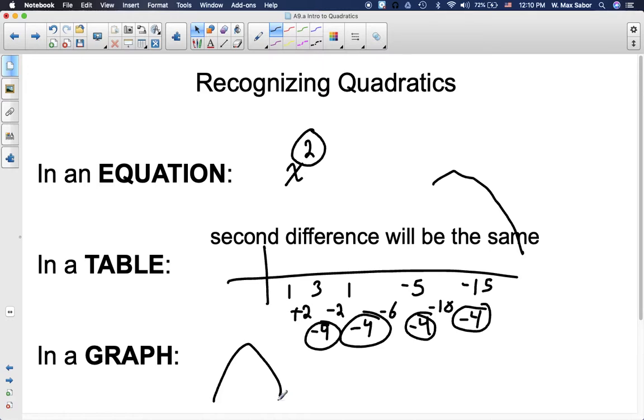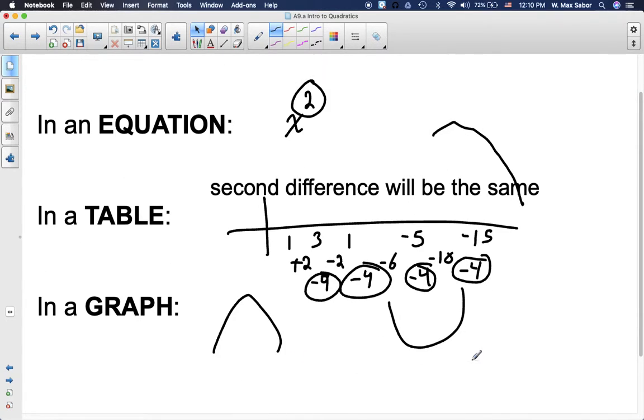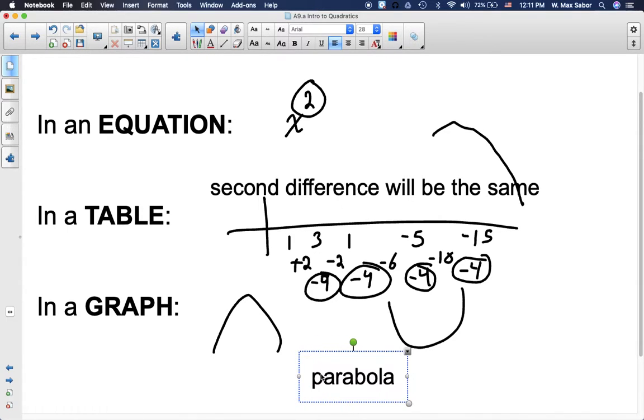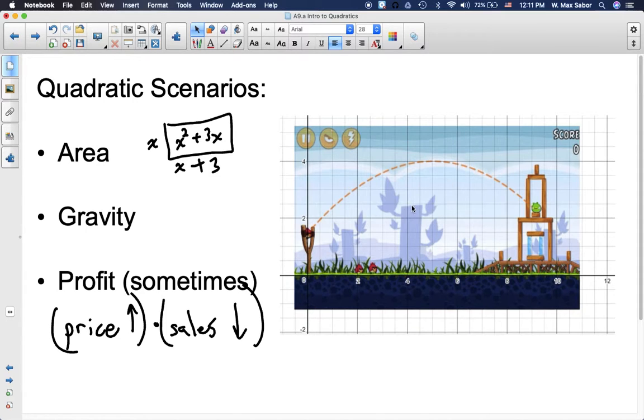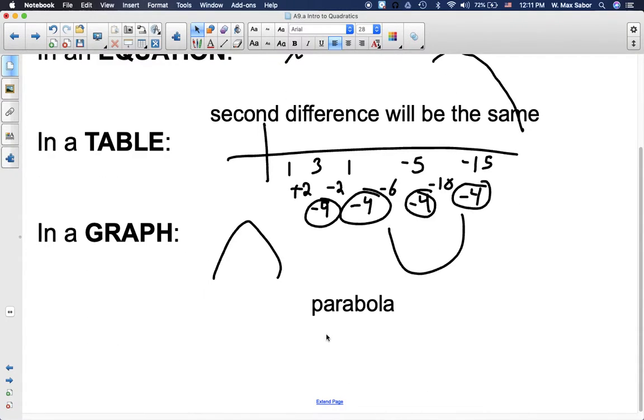And in a graph, you'll see this type of curve, one of these two, and this is called a parabola. So on the previous slide, you saw Angry Birds and flight paths of falling objects count as parabolae, which are quadratics. The singular of parabolae is parabola. The plural is parabolae, although many people will use parabolas.